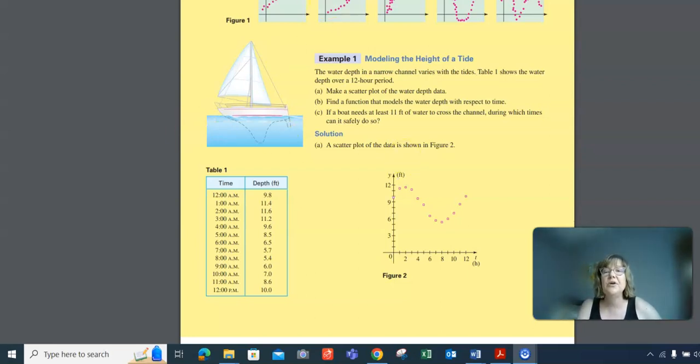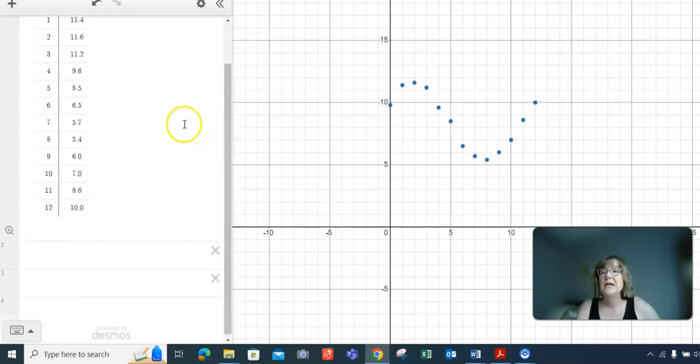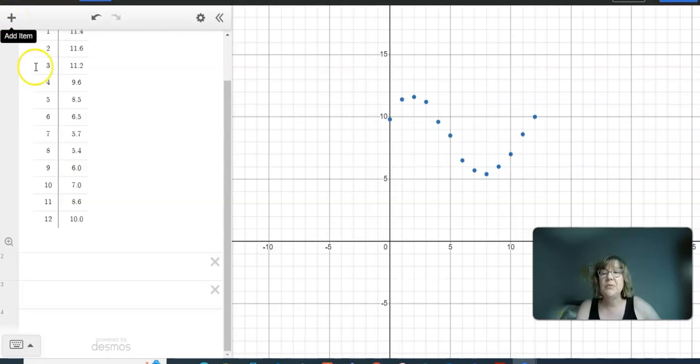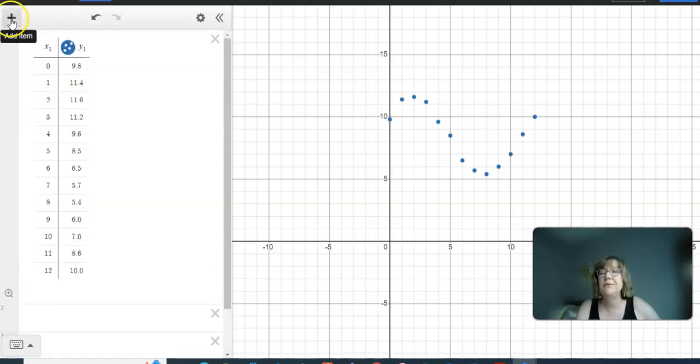All right, so I'm going to go to DESMOS. And if you want to take a picture of this so you can pause the video and try to enter it yourself, you can. So you go to DESMOS graphing, and then this plus sign over here in this corner, that's what you hit to get the table. So if you hit plus, the table shows up. And so I hit the plus and did that. And I went ahead and filled out all my data.